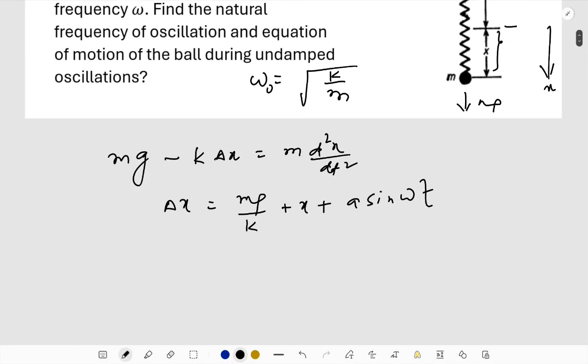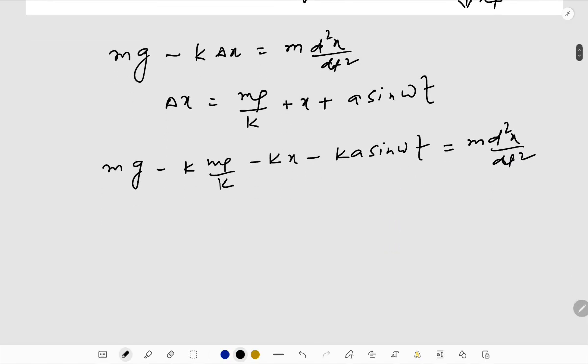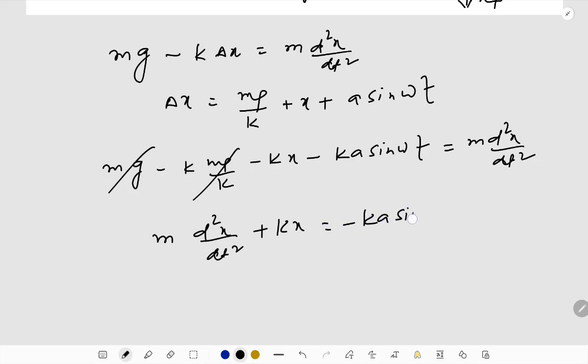After putting the value of delta x, we get mg minus k times mg by k minus kx minus kA sine omega t, equal to m d2x upon dt square. And after these terms cancel out, I can write the equation as m d2x upon dt square plus kx equals minus kA sine omega t. This is okay.